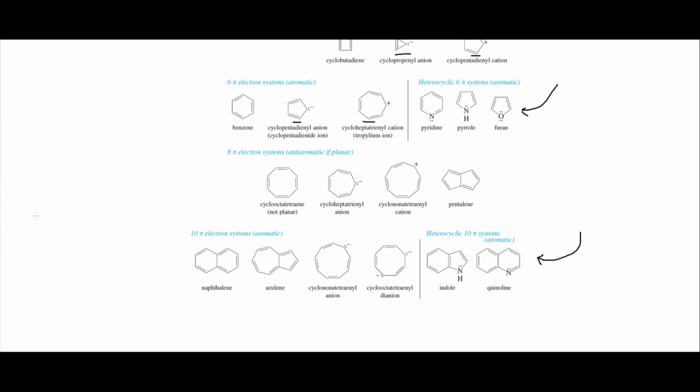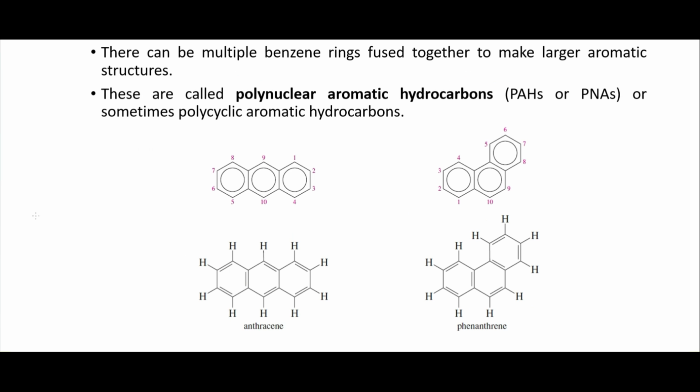One last thing to talk about in this video is that there can actually be multiple of these rings fused together to make these larger aromatic structures. The book calls these polynuclear aromatic hydrocarbons, or what I learned it to be was polycyclic aromatic hydrocarbons. So if I use those interchangeably, sorry, but the book has it one way, I learned it the other way, so I will usually probably call it just the polycyclic aromatic hydrocarbons. But anyway, these are a couple of instances of this.